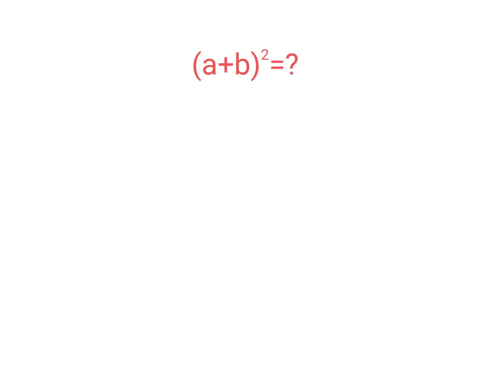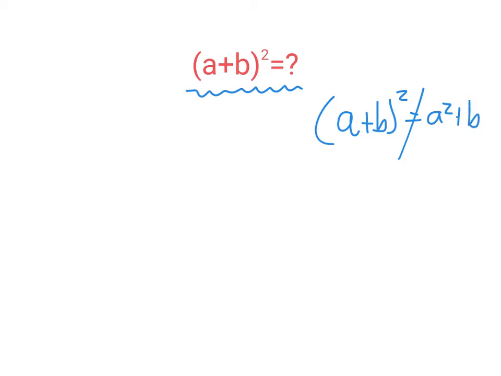What is (a plus b) squared? This is a very important rule and kind of a shortcut to understand in algebra. So, what is (a plus b) squared? Well, first thing to understand is what it's not. (a plus b) squared is not a squared plus b squared. It's really tempting to say that, let's just square them both. That ends up to be not true.